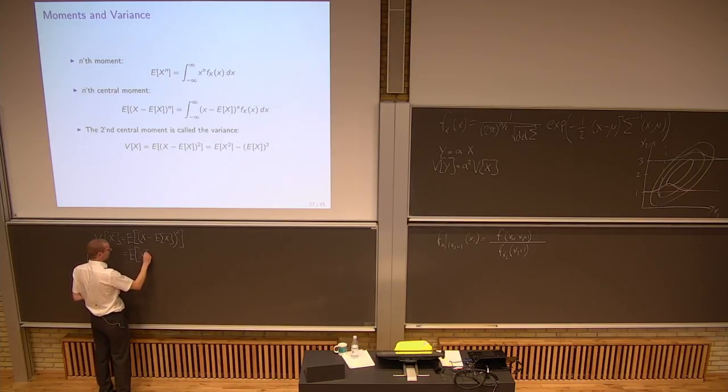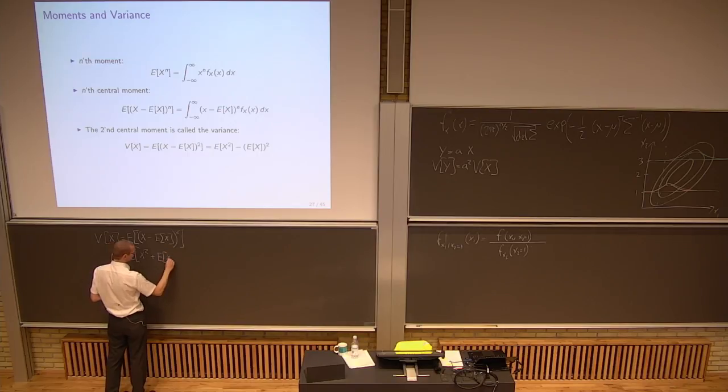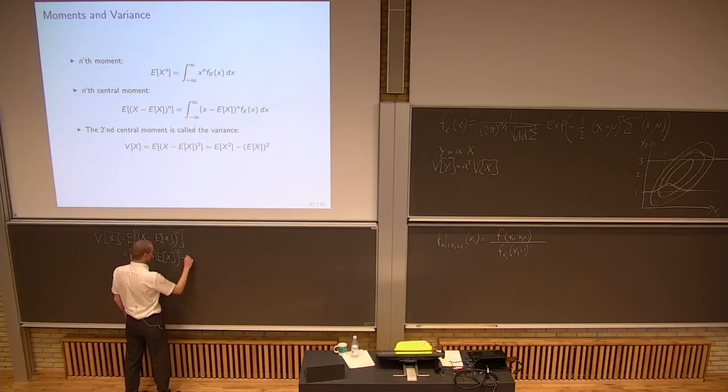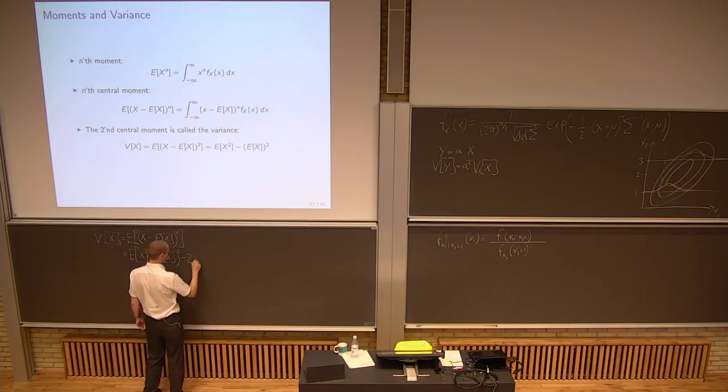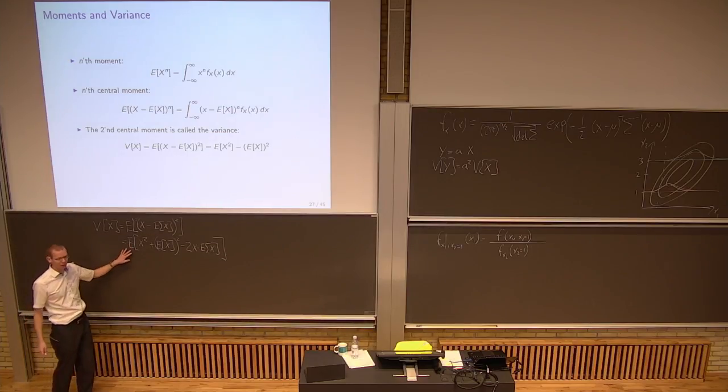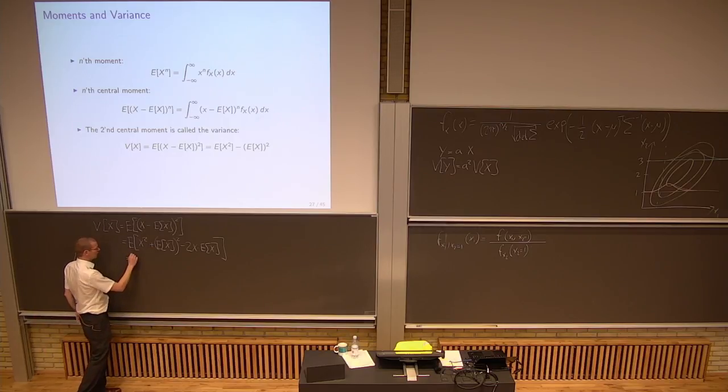So we have an x squared, and then you have the expectation of x squared, and then you have minus 2 times the product of the two, 2 times x times the expectation of x, and then we have an expectation of all that. Now, if we go through these, it's a linear operator, the expectation. So I can do the expectation by terms.